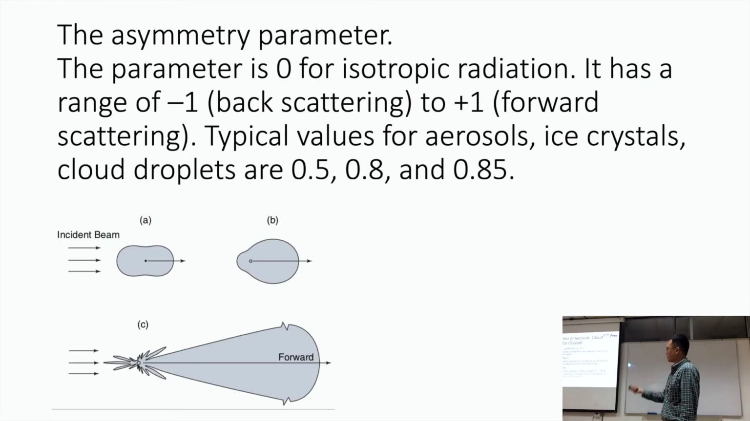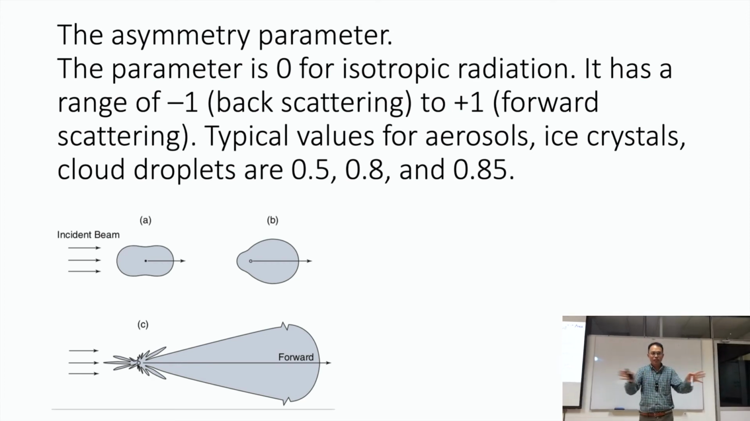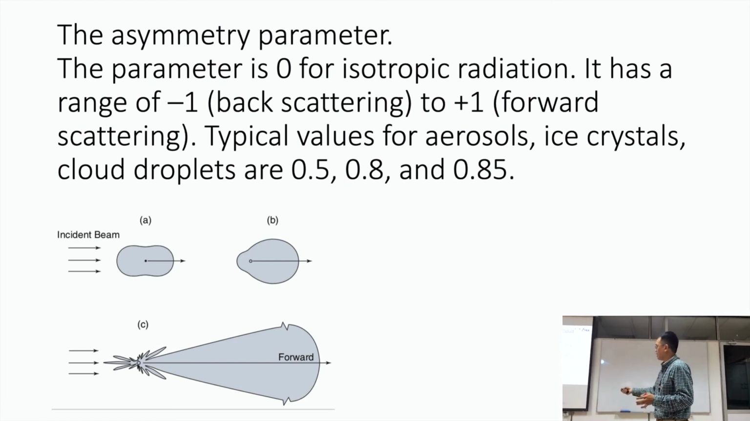And then there's also this asymmetry parameter. This asymmetry parameter is 0 for isotropic radiation. Now, isotropic radiation means radiation is happening at all angles with the same magnitude. It has a range of -1 if there's back scattering, +1 if forward scattering. So for aerosol, ice crystals, cloud droplets, and so on, it's forward scattering: 0.5, 0.8, 0.85. And that's why we cannot see through it. We can see it visibly. We can see clouds, we can see ice, we can see the droplets, and so on, because of this forward scattering fact. Now, this asymmetry parameter, what does it mean?